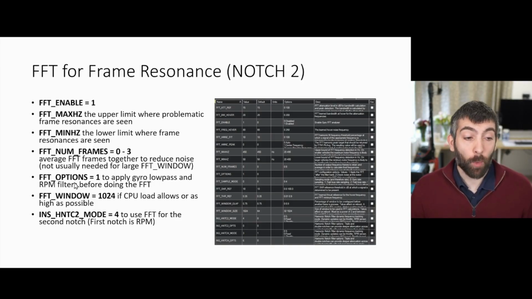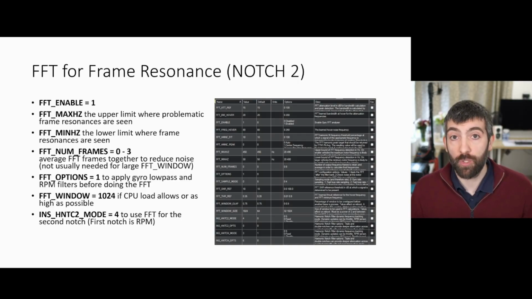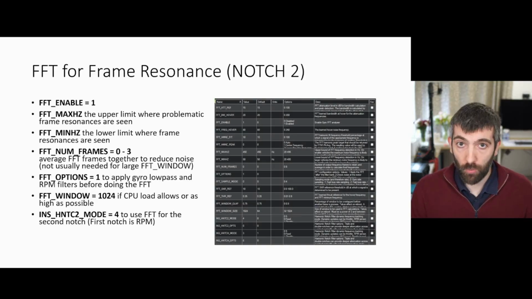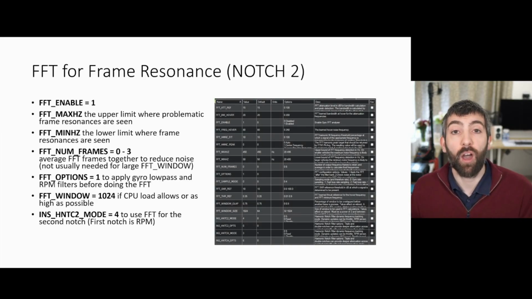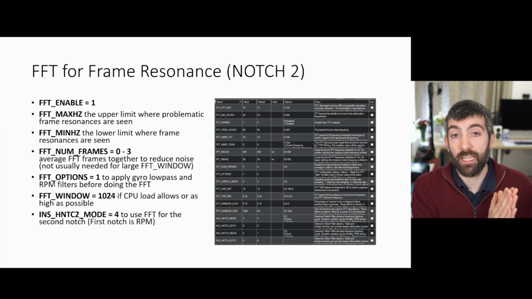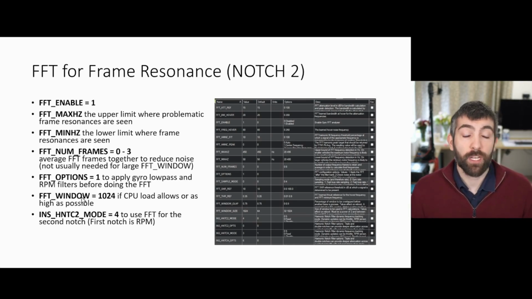For the FFT options, you want to set that equal to 1. That's a bit mask. That will apply the gyro low pass and the RPM filters before doing the FFT calculation. And that means that the FFT won't see the motor noise, and the gyro low pass filter will also attenuate high frequency noise. That will help the FFT to lock on to the low frequency noise peak of frame resonance that you're looking to target. So yeah, FFT window as large as possible. And I'll talk later about how you check CPU load to see if this is okay.